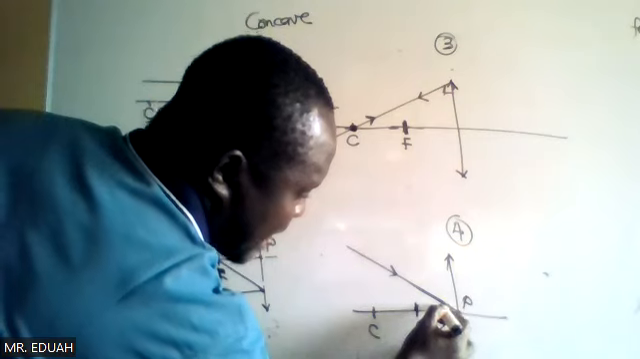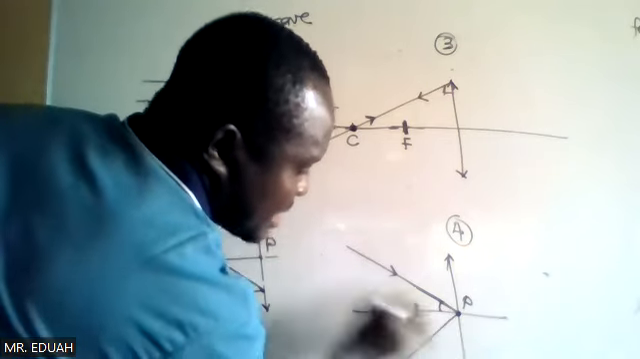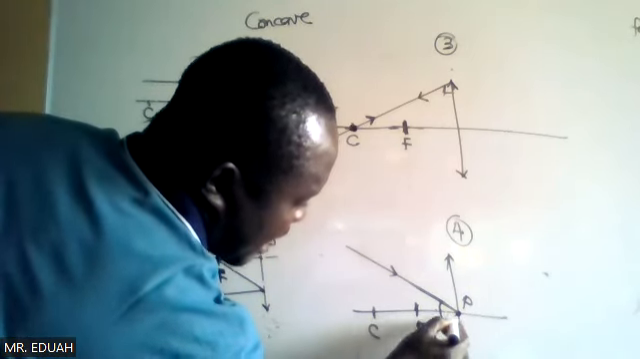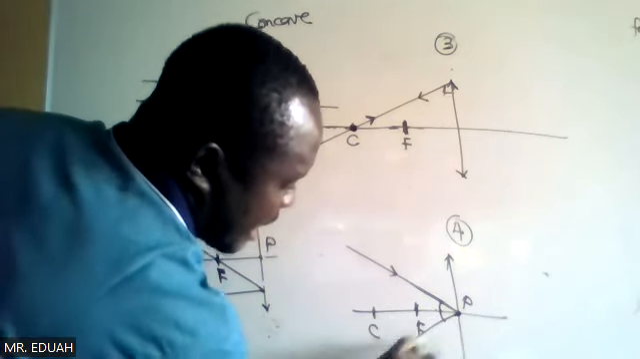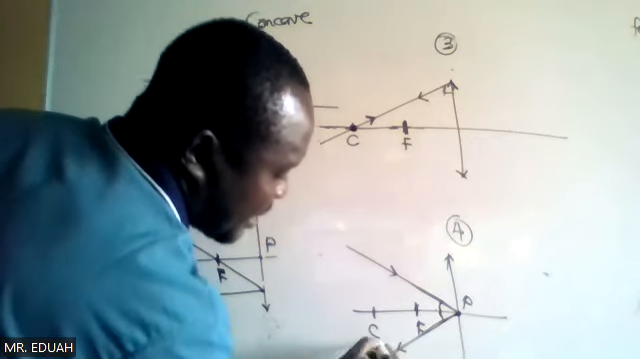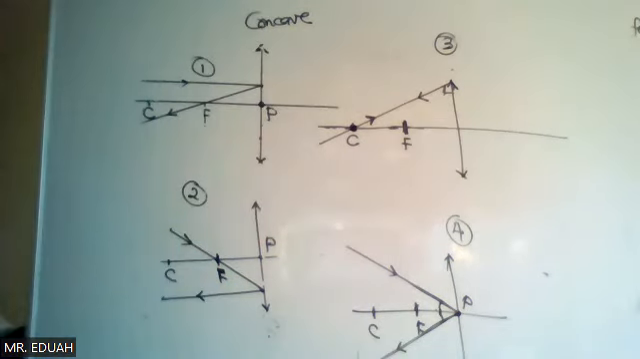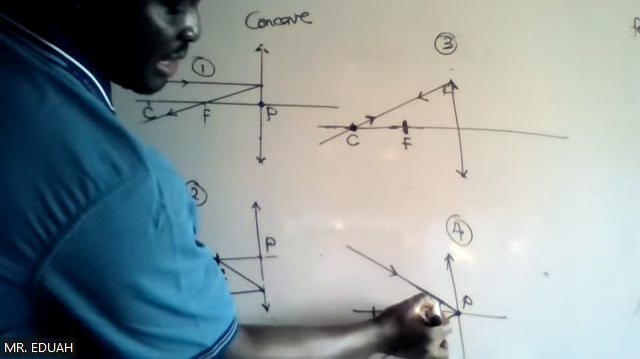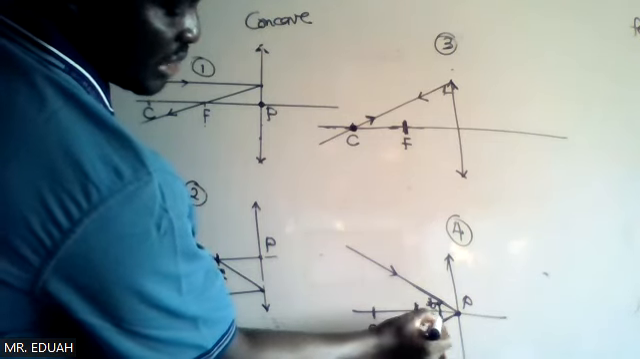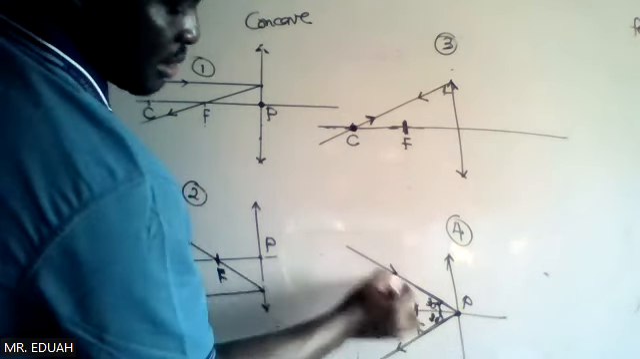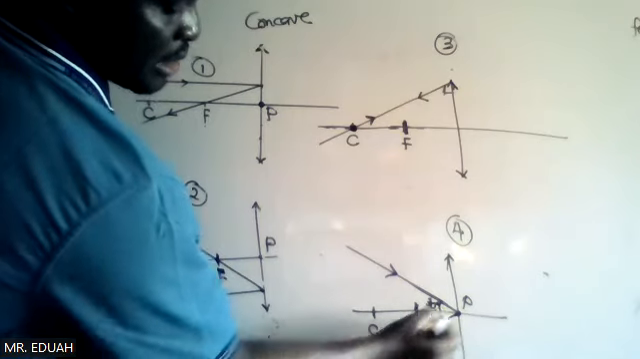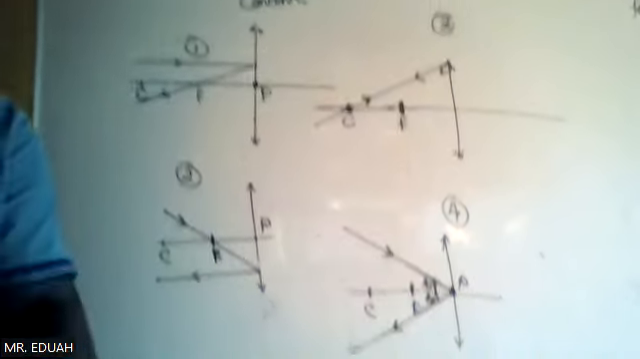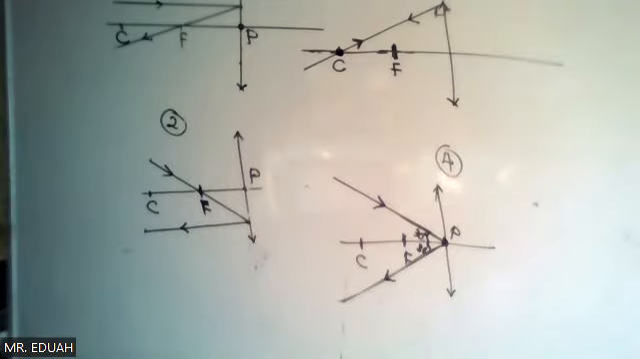What I mean is that the angle from the incident ray to the principal axis must be the same as the angle from the principal axis to the reflected ray. So it reflects at the same symmetry. So if this is 30 degrees, this will also be 30 degrees. And this is on condition that the ray hits the pole of the mirror, P.